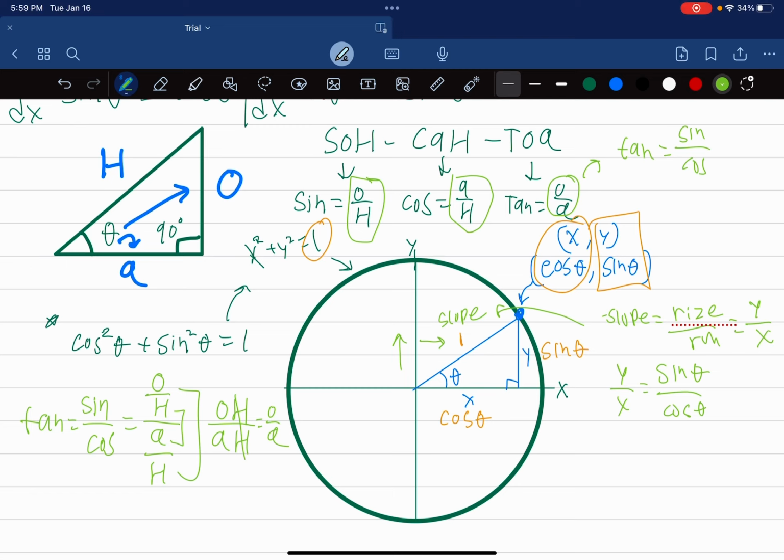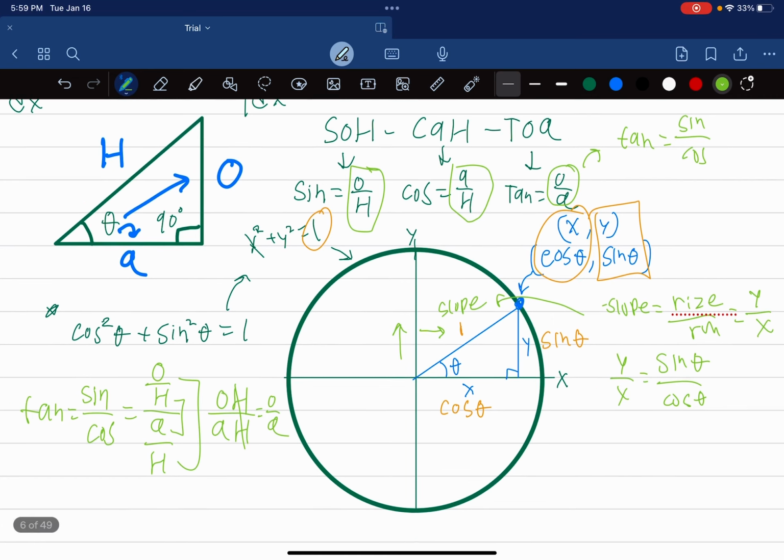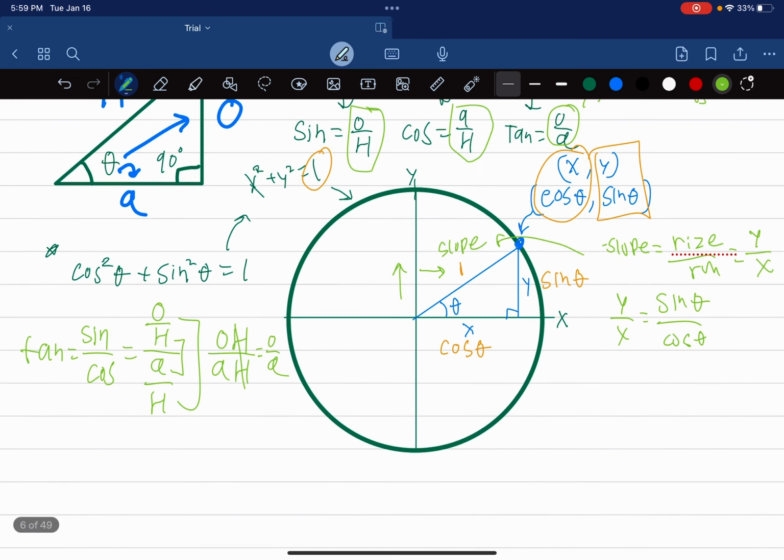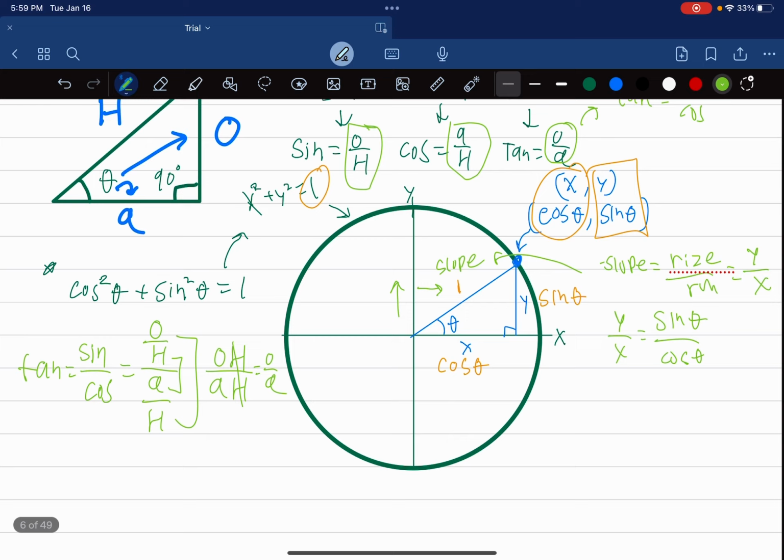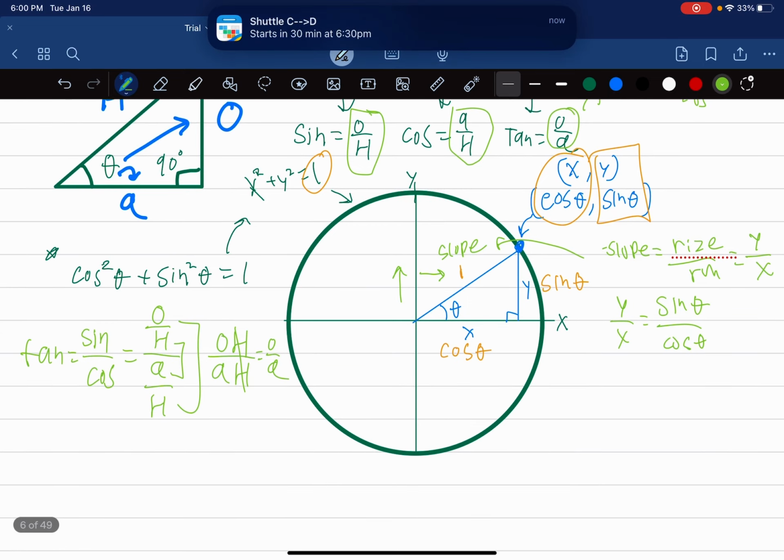Now, I hope this has given you a better understanding of trigonometry beyond just SOHCAHTOA, because it's kind of helpful to know where that comes from. It comes from the unit circle. Oh, I'm kind of running out of space, huh? But also, yes, I know.